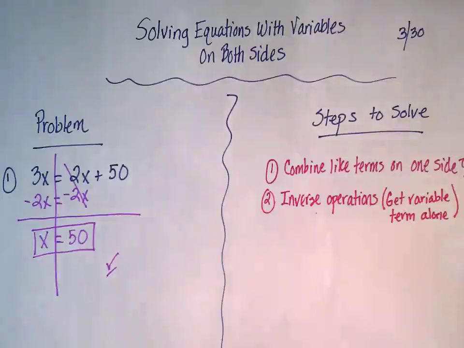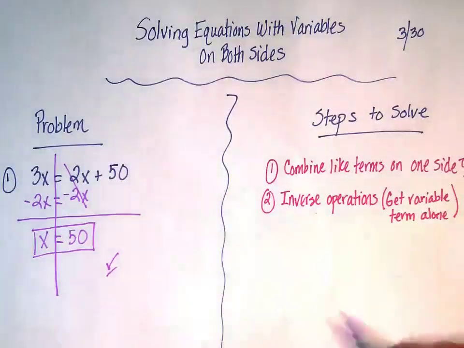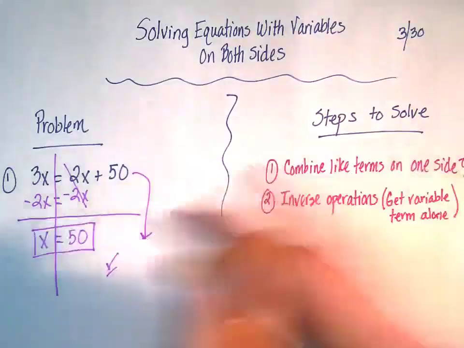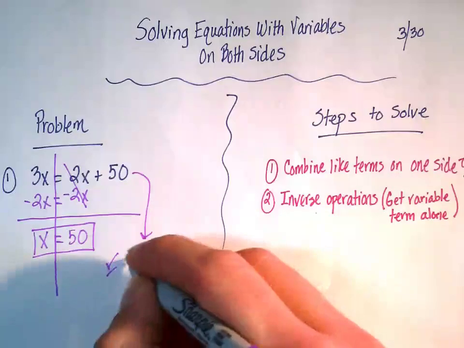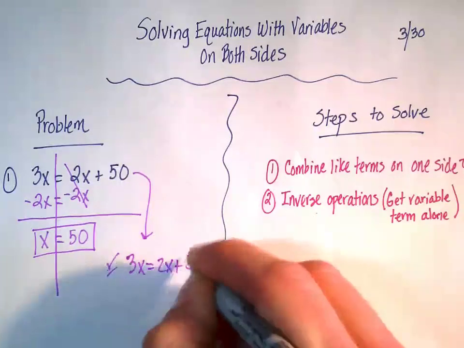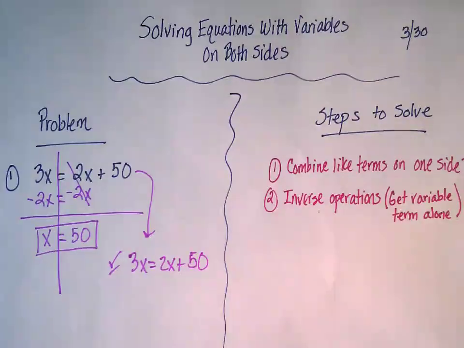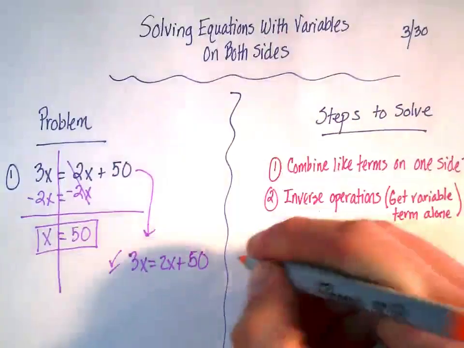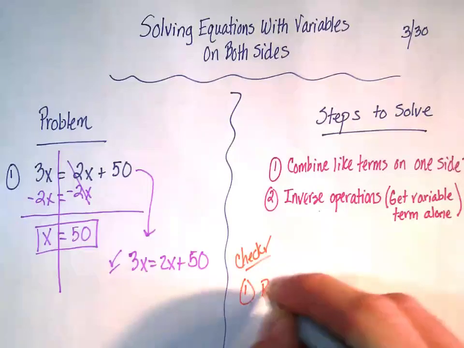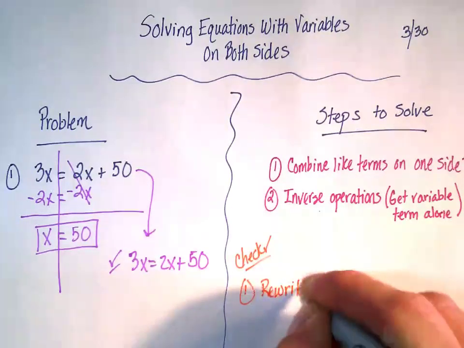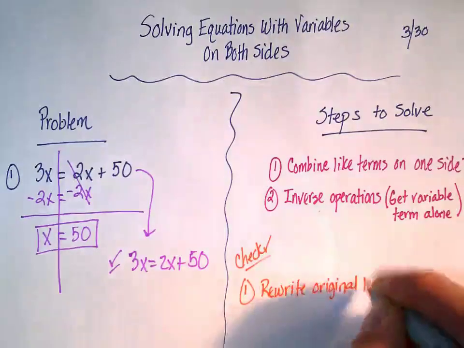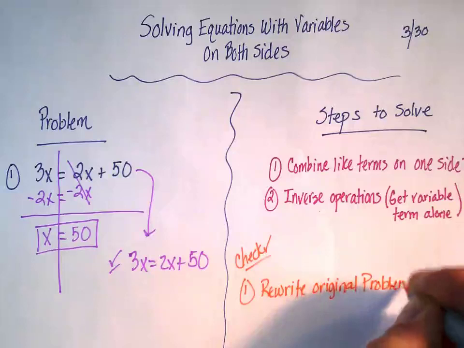Can we check our answer? Absolutely, we can check our answer. And the first step we need to do is rewrite our problem, right? So we are going to rewrite. We're going to go 3x equals 2x plus 50, right? And I'm going to put that for our first step. When we're checking, first thing you got to do is rewrite the original problem. Which I did.